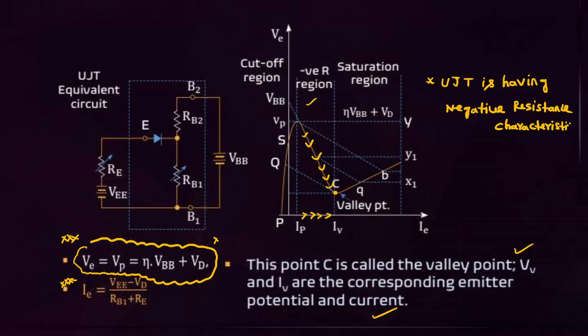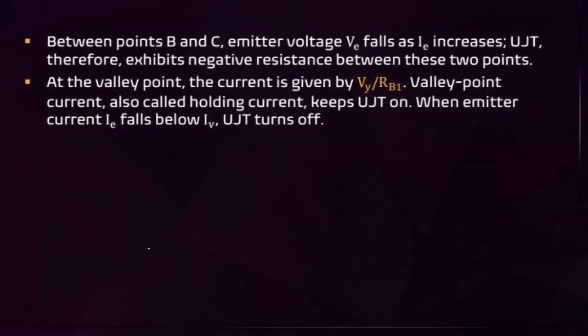Eta is the standoff ratio. Between points B and C, the emitter voltage VE falls as IE increases. UJT therefore exhibits a negative resistance between these two points. Then how to calculate the valley point current? It is given by VV by RB1.